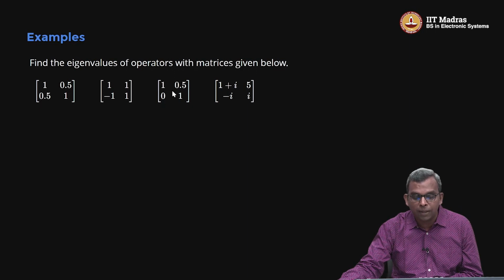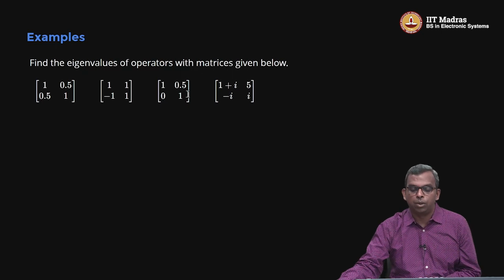In general, you can see if one of the off diagonal elements is 0, that is, if the matrix is upper triangular or lower triangular, then the eigenvalues will just become what is there on the diagonal. Think about why that is true. (1 minus lambda) into (1 minus lambda): whatever is on the diagonal will be the eigenvalue, easy to see.